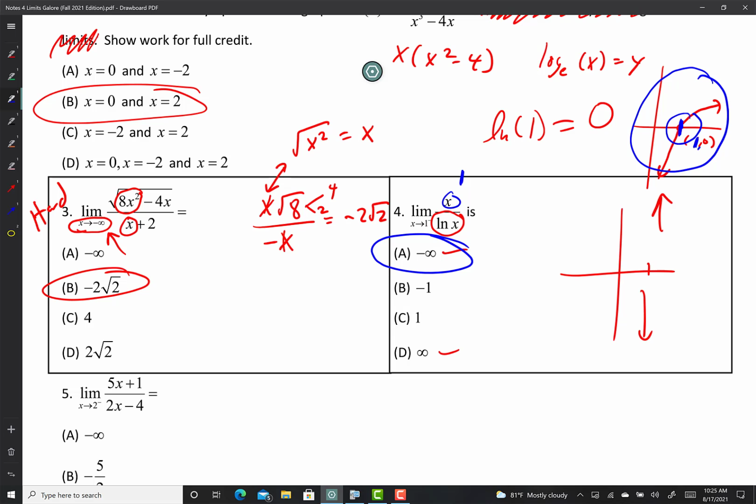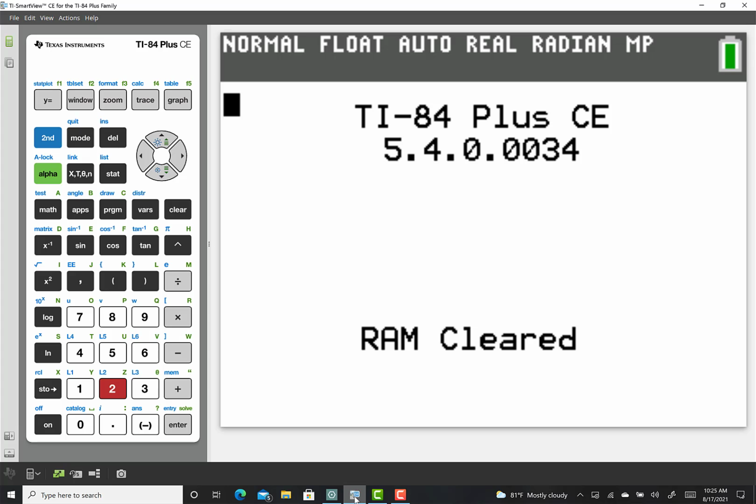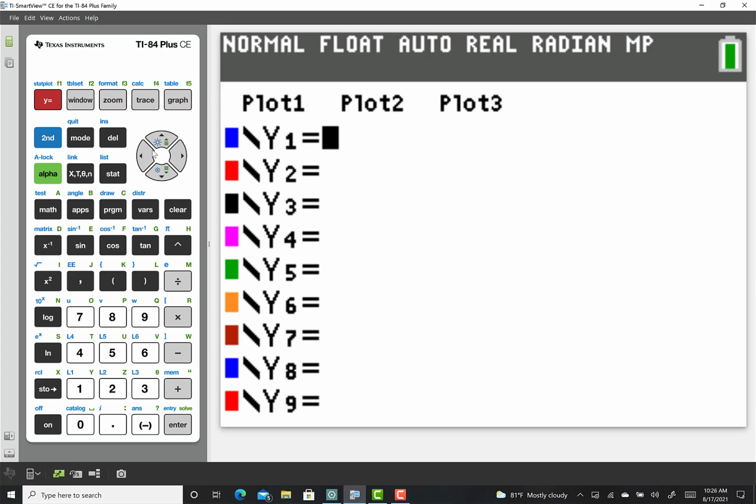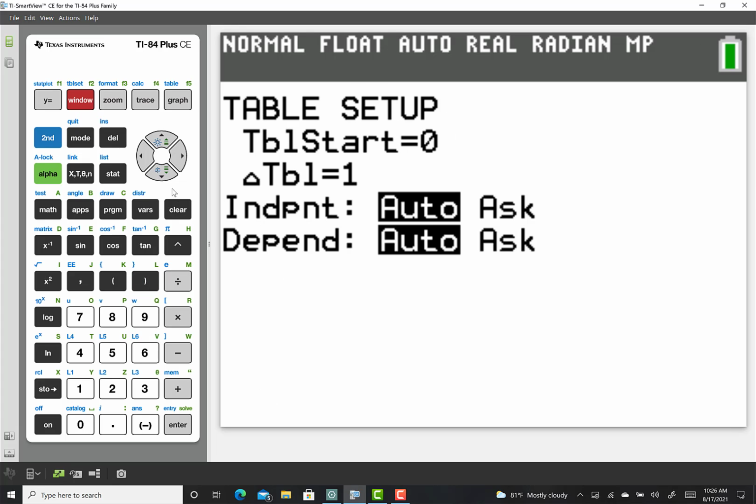Let me see if I can get my calculator to pop up. So here's my calculator now. Watch, guys. It took a long time for it to open, but I finally got it. So look what's happening. X divided by ln, right? I'm not even going to bother with the graph. I'm going to go to second table set and then ask. We don't care. The numerator is just x, right?